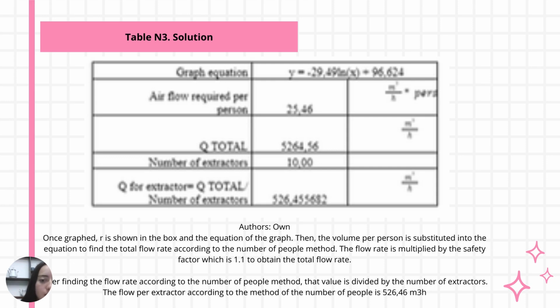The flow rate is multiplied by the safety factor, which is 1.1, to obtain the total flow rate. Having the flow rate according to the number of people method, that value is divided by the number of extractors. The flow per extractor according to the method of the number of people is 526.46 cubic meters per hour.